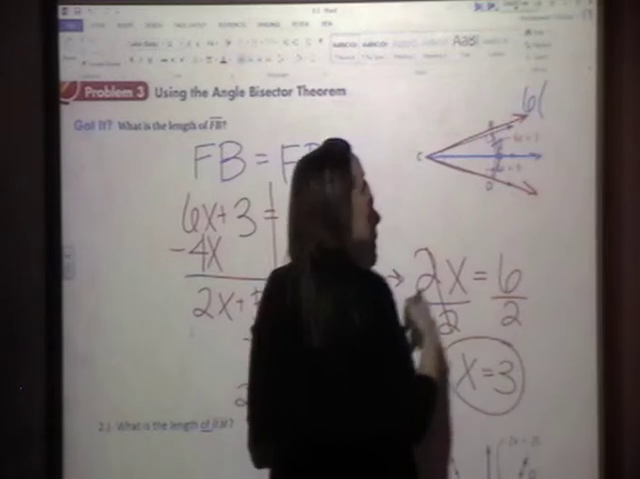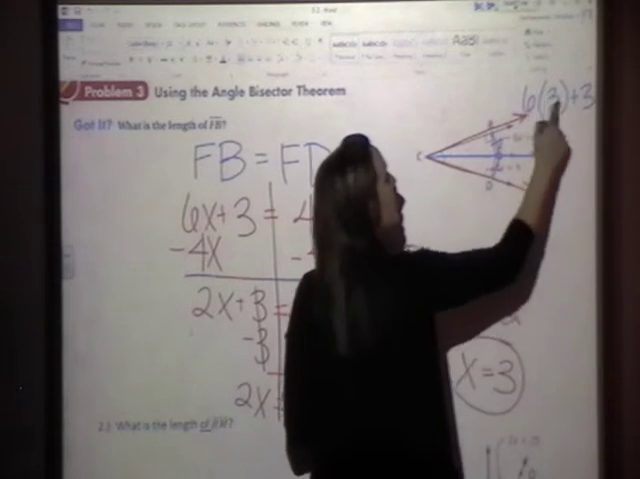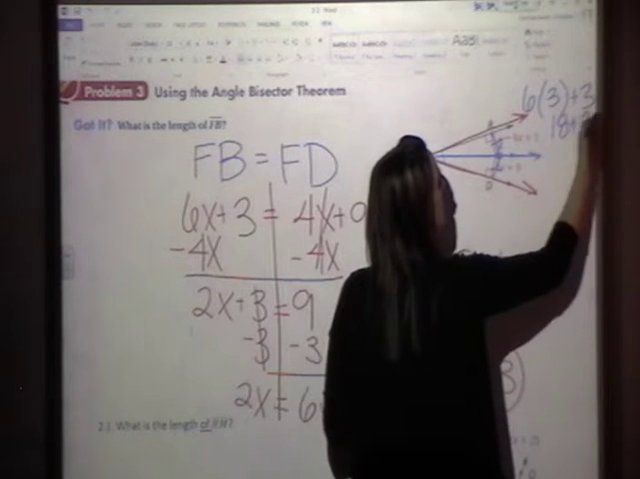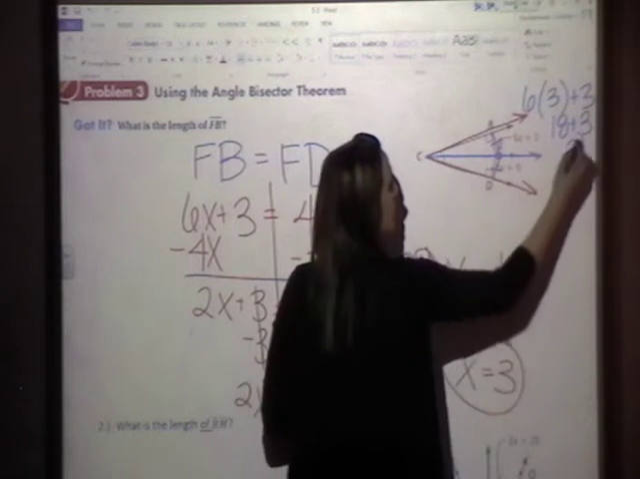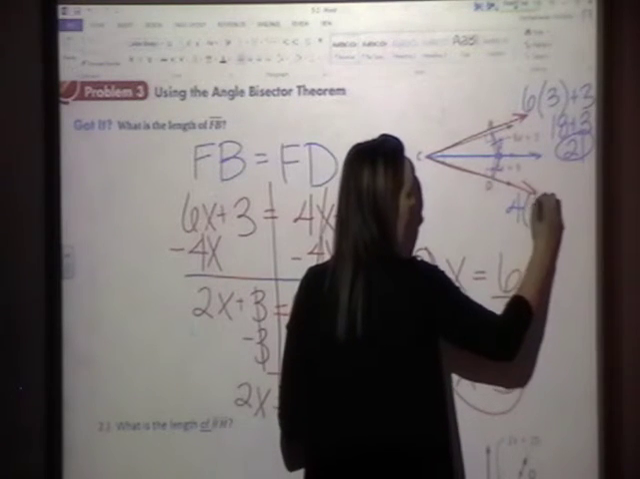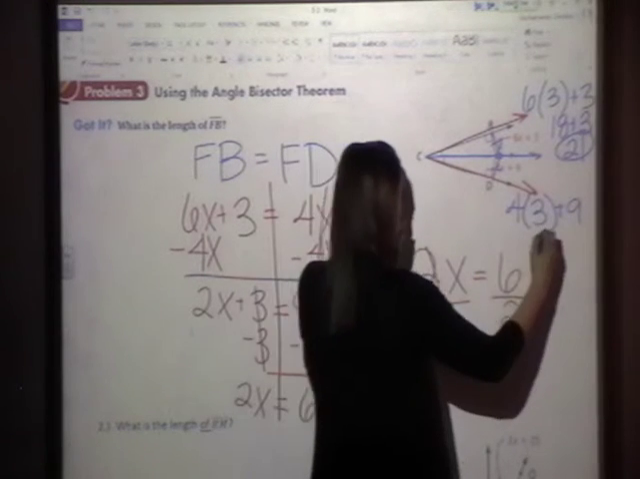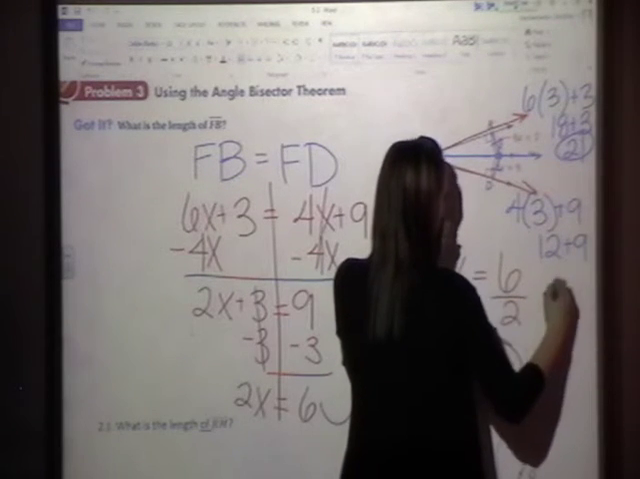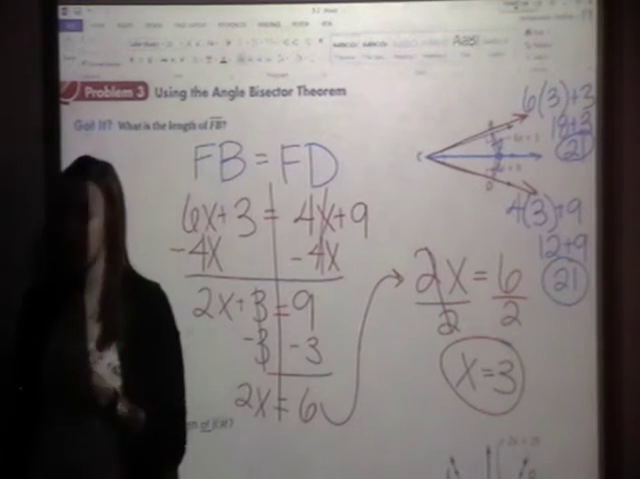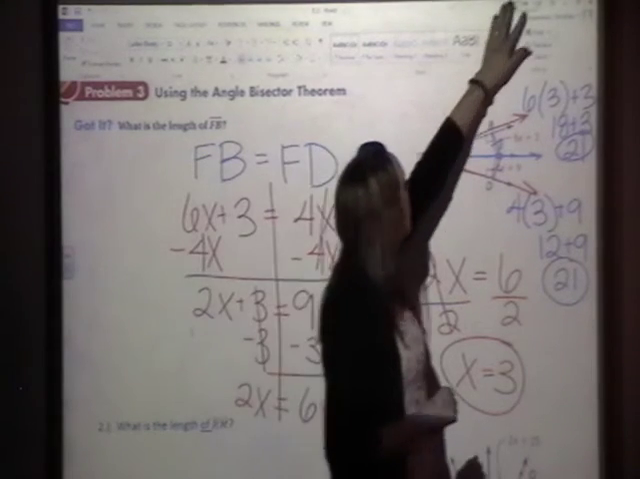We have 6 times x. X is 3 plus 3. What is 6 times 3? What's 18 plus 3? 21. So we end up with a length of 21. We have 4x. Instead of x, I can plug in 3 plus 9. What's 4 times 3? 12. 12 plus 9? 21. Are they equidistant? Yep. All right, I want you guys to try number 2 on your own.